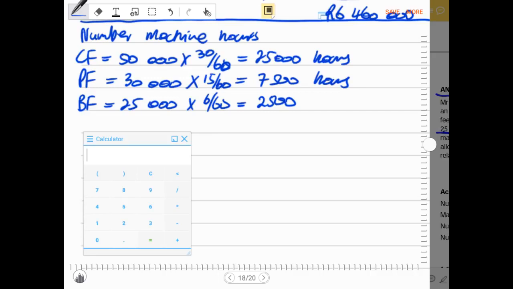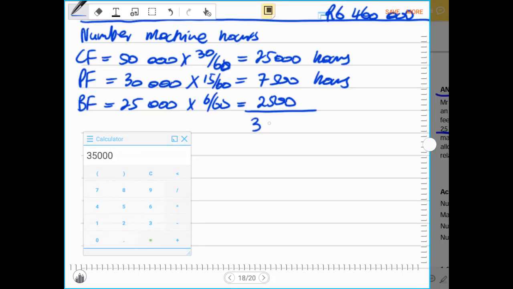So now after that we need to determine the total hours for all these three products. Total hours for all these three products. 2,500 plus 7,500 plus 25,000, which is 35,000 hours, are the total hours that would have been required to manufacture the three products.